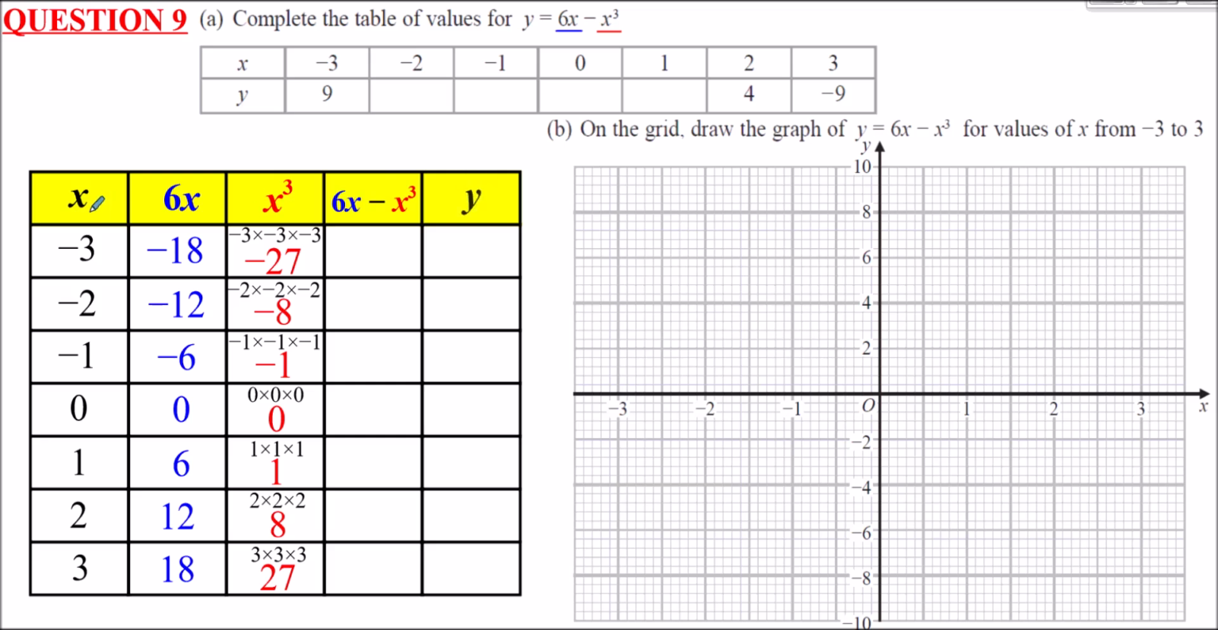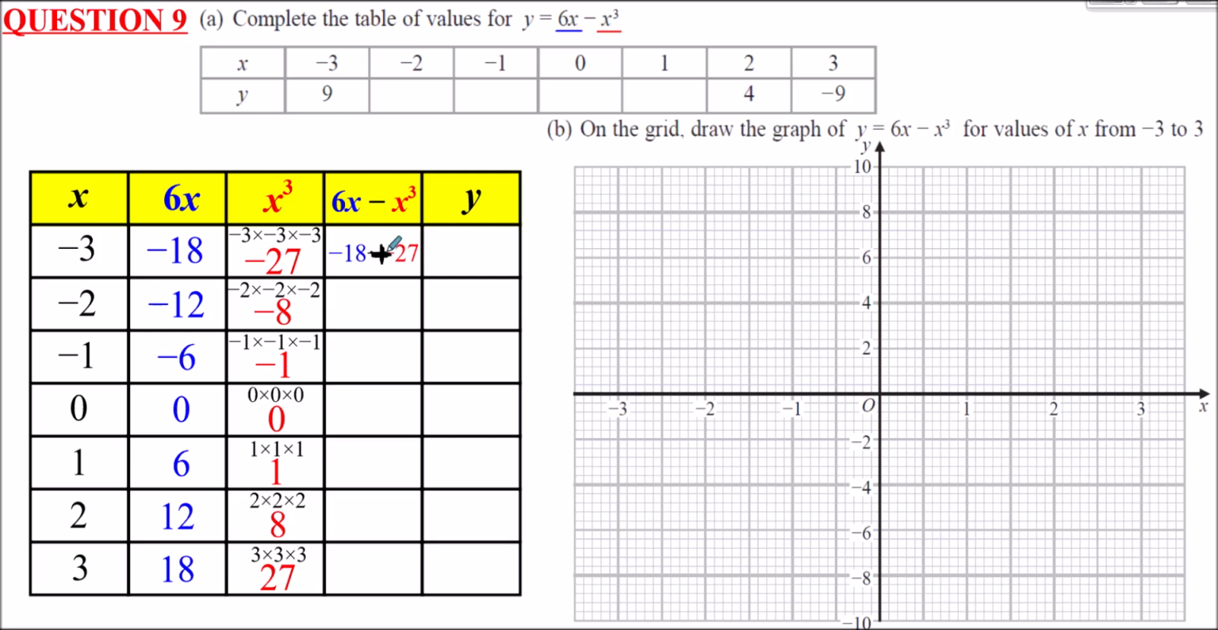So first of all, when x is minus 3, 6x was minus 18. And I'm going to subtract away from that minus 27. So I need to think about minus 18 subtract minus 27. So it's actually minus 18 minus minus 27. Two minuses together like that I can consider as a plus. So minus 18 plus 27.